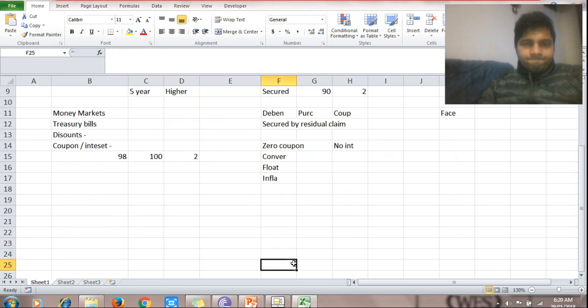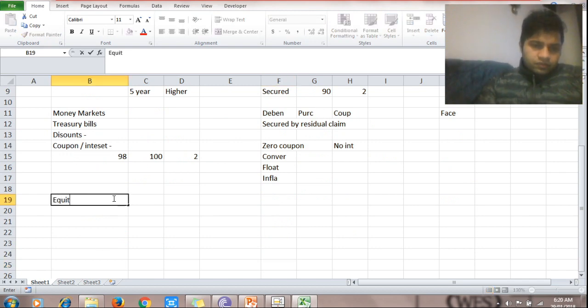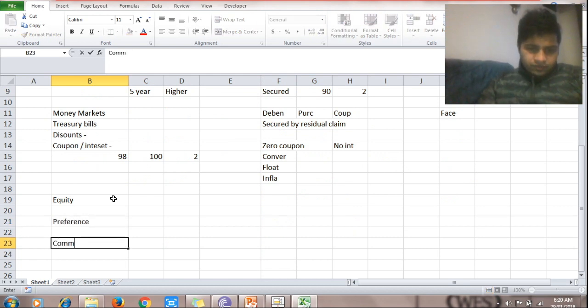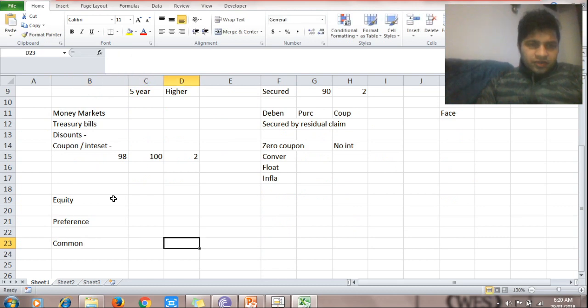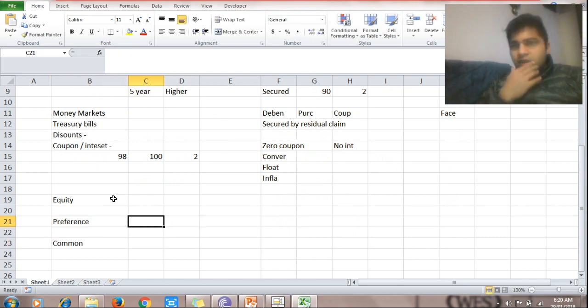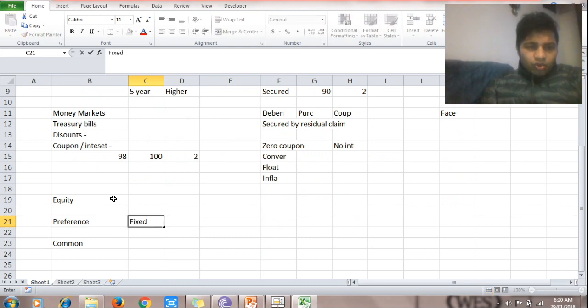Okay, then you have equity. In equity you have preference and you have common. So what are preference shares? They are a marriage between bond and equity, the offspring of bond and equity. So what is a preference share? It generally has a fixed coupon, a fixed dividend, not coupon, fixed dividend, like a bond.